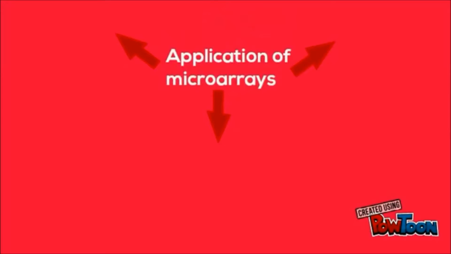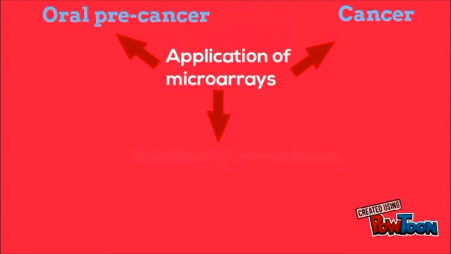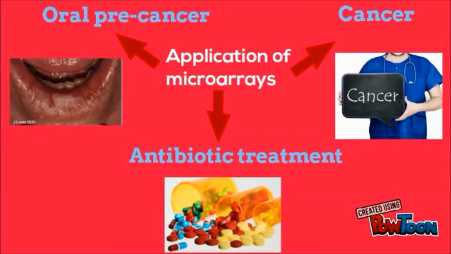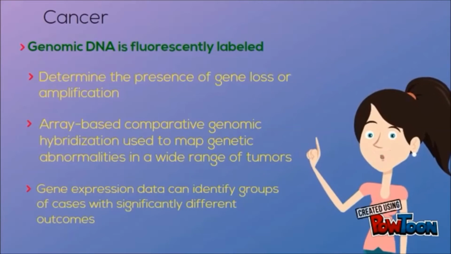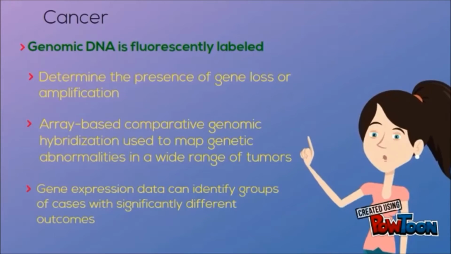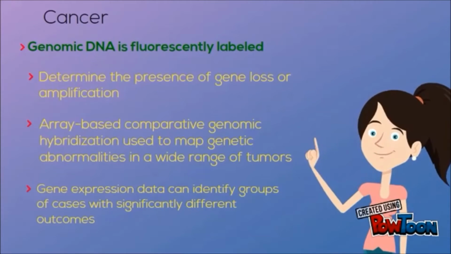There are 3 applications of microarray, which are: 1. Cancer, 2. Antibiotic treatment, 3. Oral pre-cancer. Cancer: genomic DNA is fluorescently labeled. Array-based comparative genomic hybridization is used to map genetic abnormalities in a wide range of tumors. Gene expression data can identify groups of cases with significantly different outcomes.